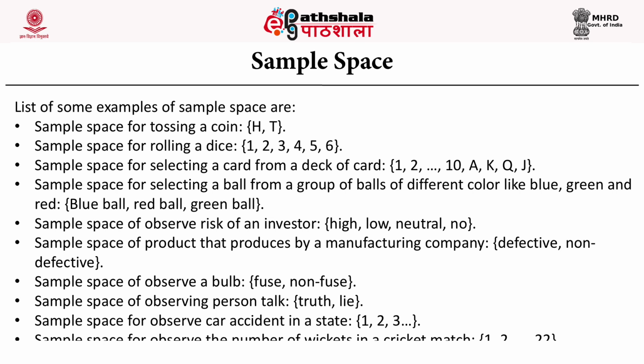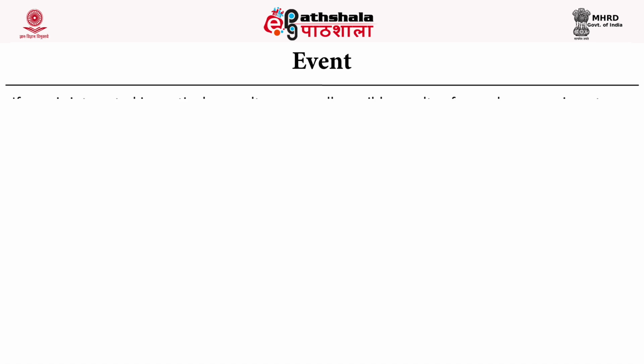So we have sample space as truth or lie. Sample space for observing car accidents in a state is 1, 2, 3 and so on. Sample space for observing the number of wickets in a cricket match lies between 1 to 22, because we have 11 persons in a team, so total wickets are 22.